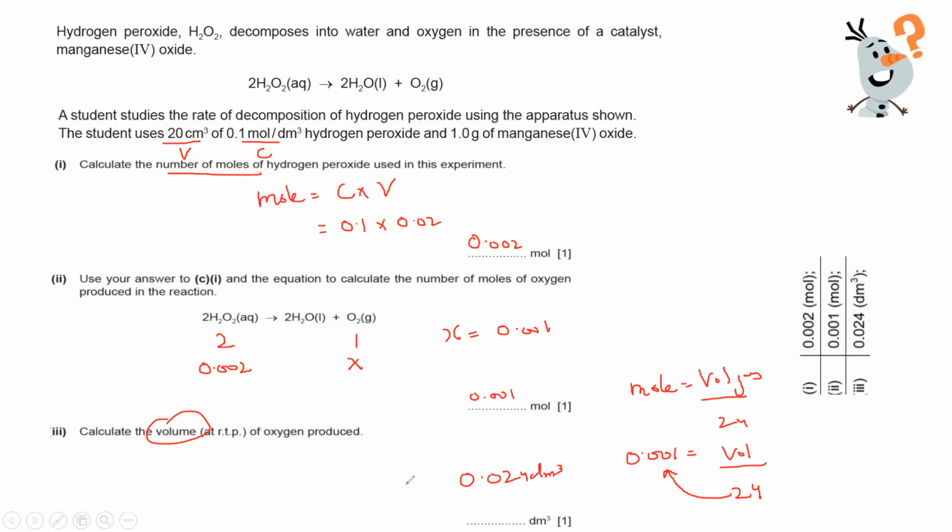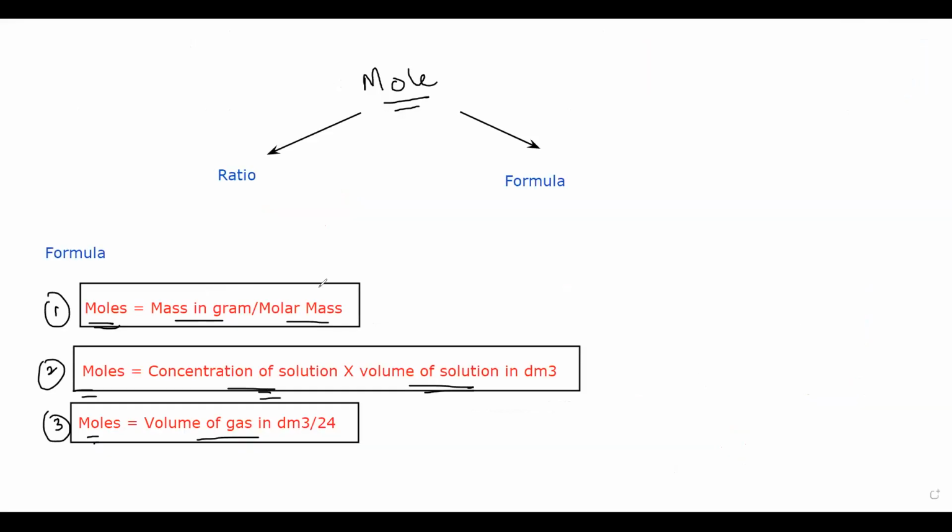So the three formulas you have to memorize: moles equal mass in gram divided by molar mass. If mass is given and the formula is given, you can use this formula. Basically this formula relates mass in gram with moles. The second formula, moles equal concentration multiplied by volume. And the third formula, moles equal volume of the gas divided by 24. So these are the three formulas which you have to memorize. So moving on to the next question.